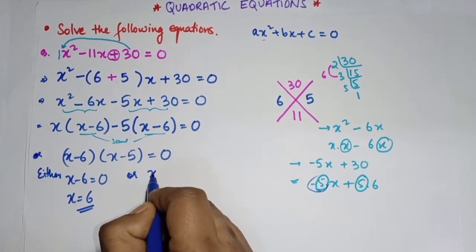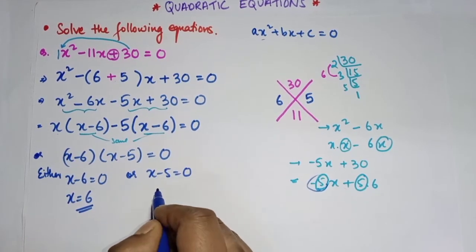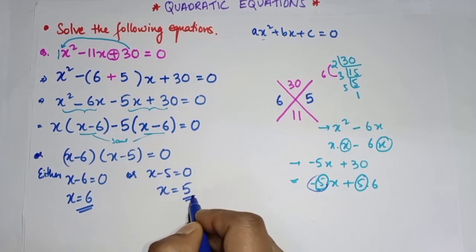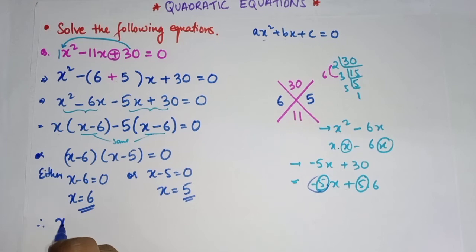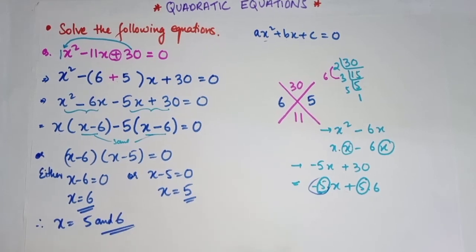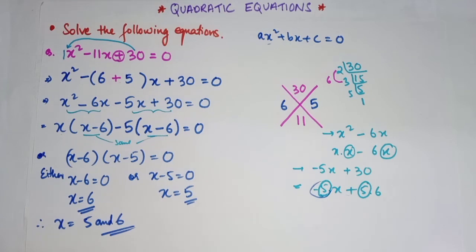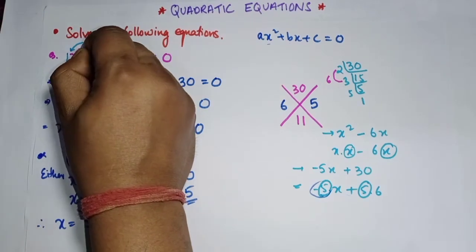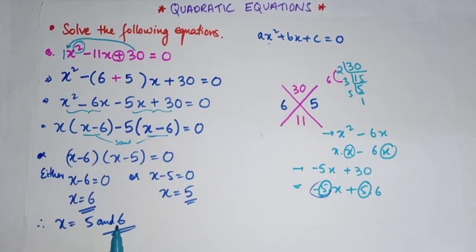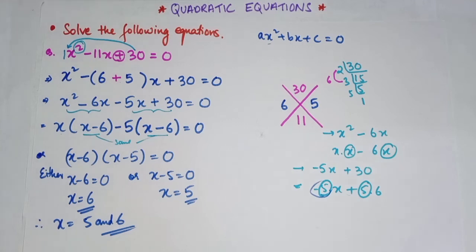Or x minus 5 equals 0, so x equals minus 5. When it goes to that side, it will be 5. So therefore we got the answer: x equals 5 and 6. So what happened is that we got two answers. Since there is a square, if you see here nicely, it is quadratic form, it has a square. Square means the value of x will be 2, and this is also called the root of the equation. Now let's solve another question.